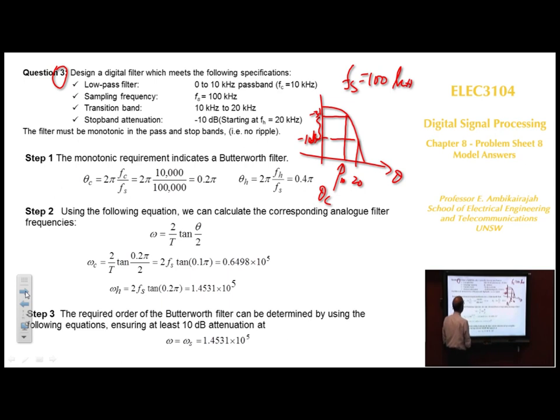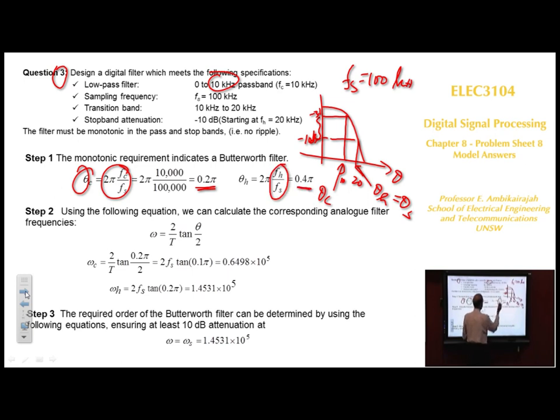So the first part for us is to convert all these analog frequencies into theta. So theta c, the cutoff frequency, is 2 pi fc over fs, and you get 0.2 pi. Theta h, we call it, or theta s is also right. Theta h is equal to 2 pi fh over fs, which is 0.4 pi. Once we have got that, we need to now go and do the pre-warping, as I explained before. So how do you pre-warp it?